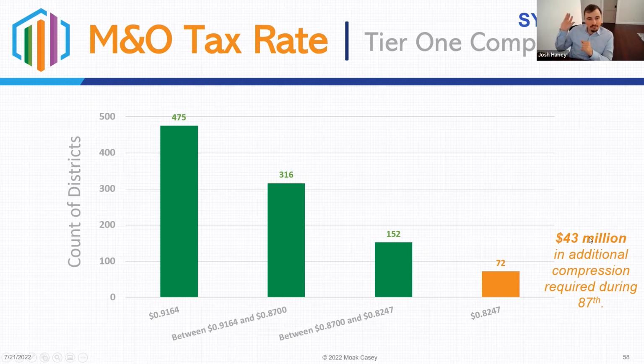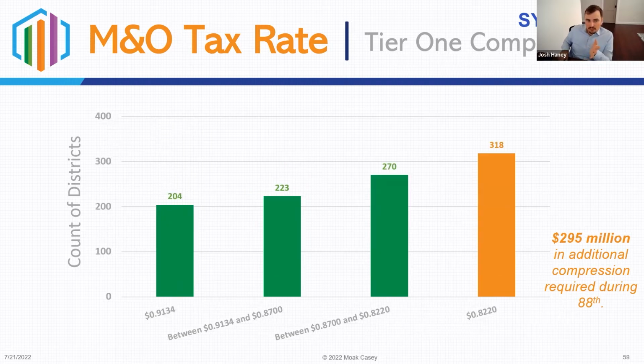Okay, so remember that 0.03 additional tax compression I talked about earlier? That was the result of these 72 districts down at the floor. Okay, the legislature had to come back and lower everyone's compression down because of this amount. Since tax year 20, we've seen the number of districts down at this floor just explode. Okay, it was 72, now it's 318.